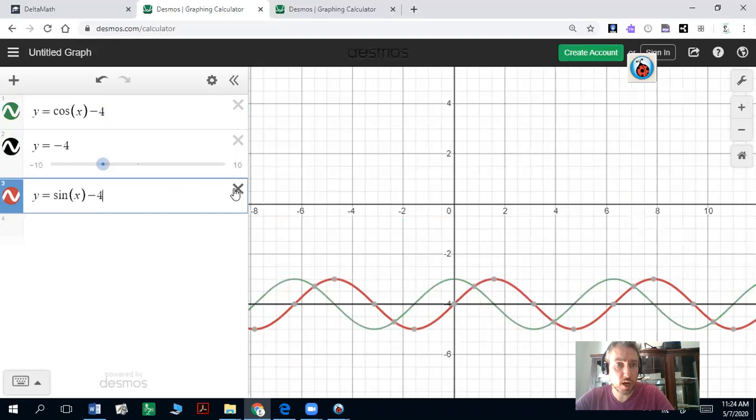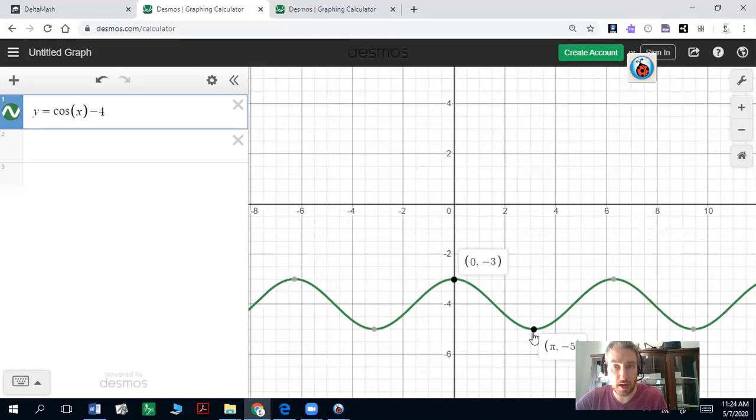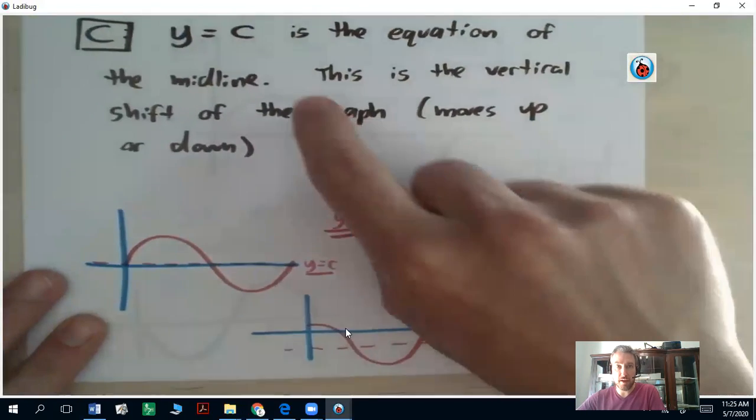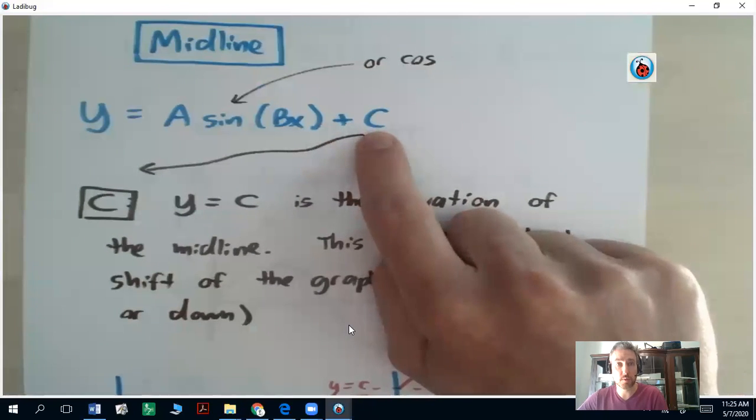A couple things about the midline. You can get the maximum and minimum from the midline. If you know how much above or below the midline it goes, we can add or subtract that. In this case, the max is at negative 3, the min is at negative 5, and those are the y values, by the way. The midline is halfway between them, so we go up 1 or down 1 to get to the max and min. We'll explain what those numbers mean in another video. So the midline is the c value, the number being added or subtracted at the end. If there is no number being added or subtracted at the end, it's y equals 0, the x-axis.